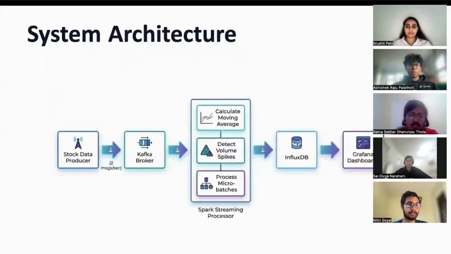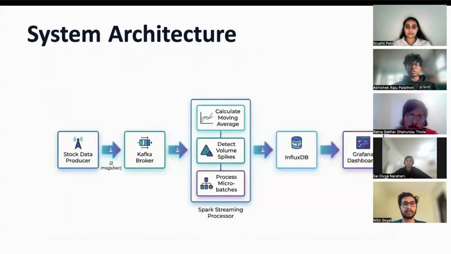Let me walk you through the technical architecture of a real-time financial pipeline. As you can see in this diagram, our system follows a streamlined data flow architecture. We start with our stock data producer on the left, which generates realistic market data every 2 seconds. This data flows into Apache Kafka, a message broker, which acts as the central nervous system, receiving all incoming data and making it available for processing.